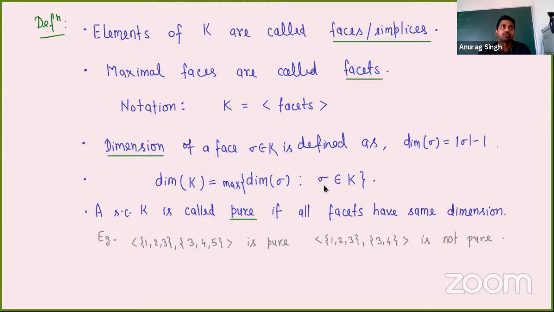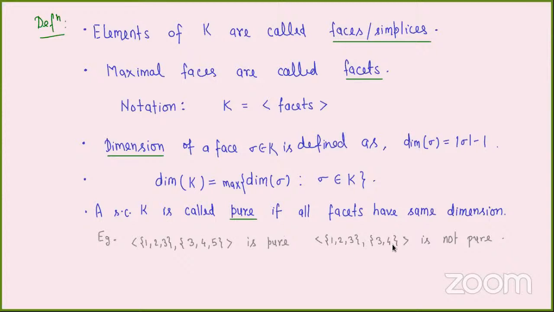We say a simplicial complex is pure if all the facets have the same dimension. For example, you take this complex where the maximal faces are 1, 2, 3, and 3, 4, 5. Since both have the same cardinality, this complex is called pure. On the other hand, you take 1, 2, 3, and 3, 4.